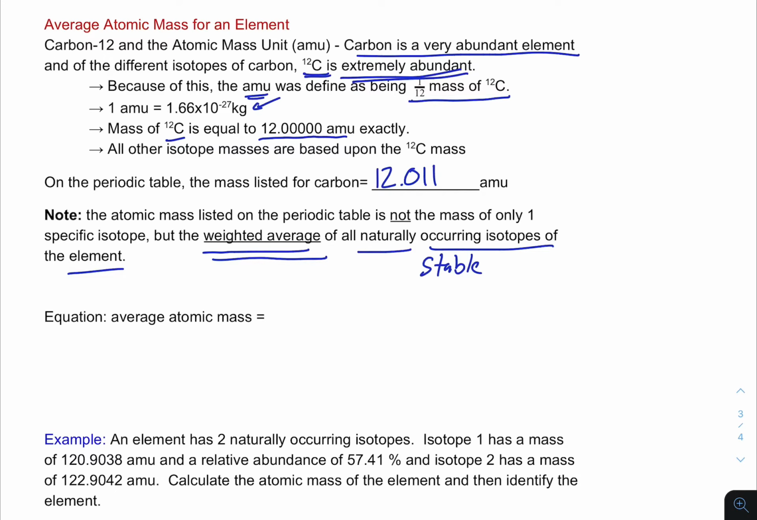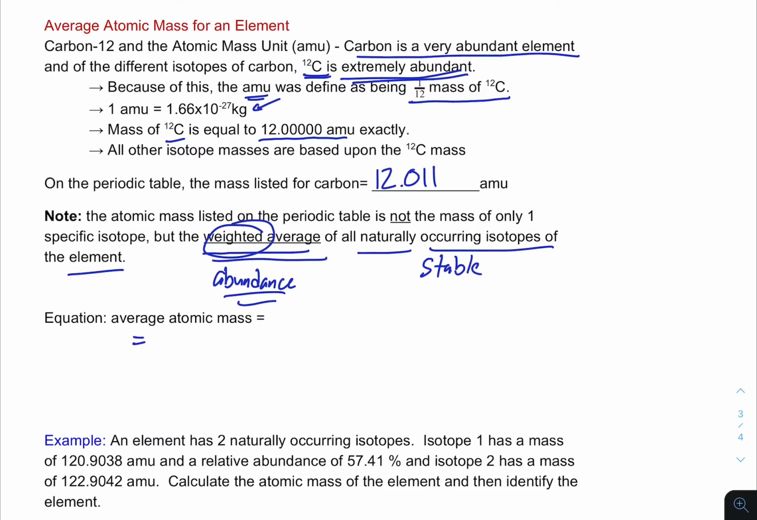Now, how do we calculate that? What does that correspond to? This is a weighted average, not just an average. An average would be isotope 1, 2, and 3. We add them together and divide by 3. This is a weighted average, and that weighted average accounts for the abundance as well as the mass of a specific isotope. So what we see here is that our average atomic mass is equal to the sum of the fraction of one isotope times its mass, plus the fraction of a second isotope times its mass, plus the fraction of our third isotope times its mass, plus however many isotopes are naturally present.